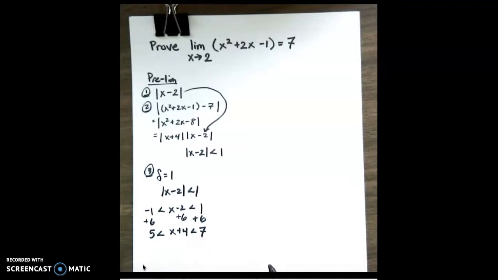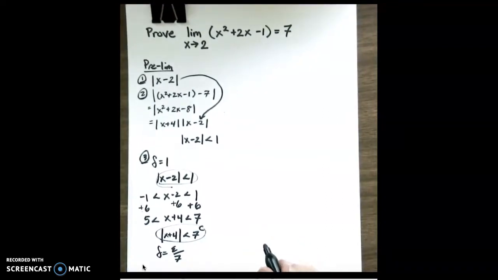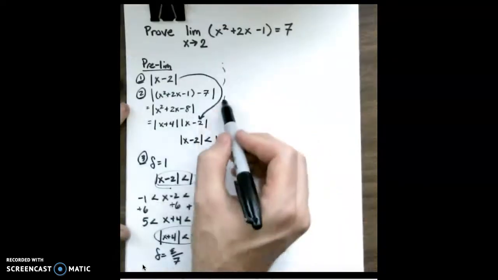And I get 7. And so I have x minus 2 is less than 1. And now I have x plus 4 is less than 7, and I can go ahead and put absolute value on that. So now I'm also going to have delta equals epsilon over 7. That's my new C that you saw in the linear problems. So that's my preliminary analysis.